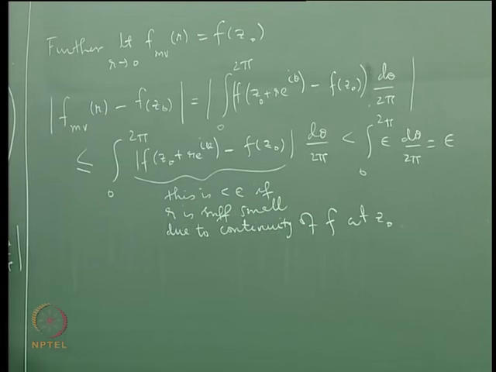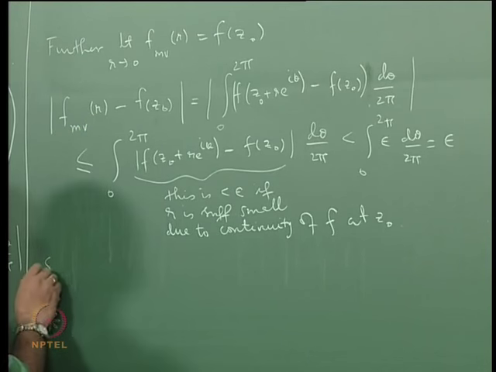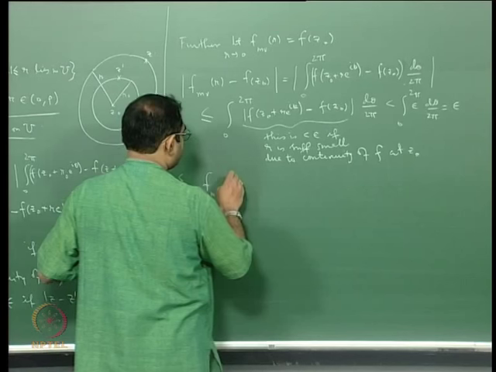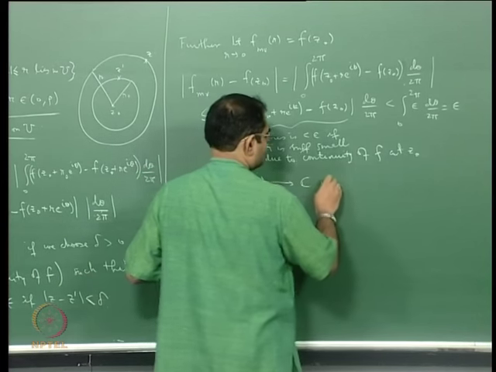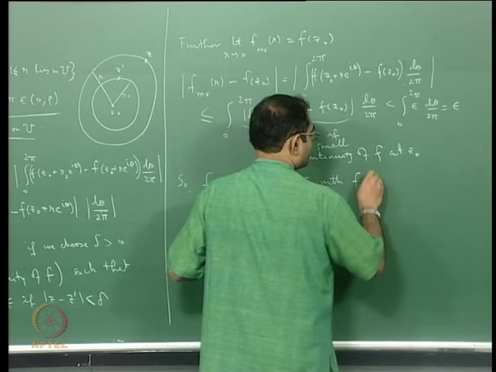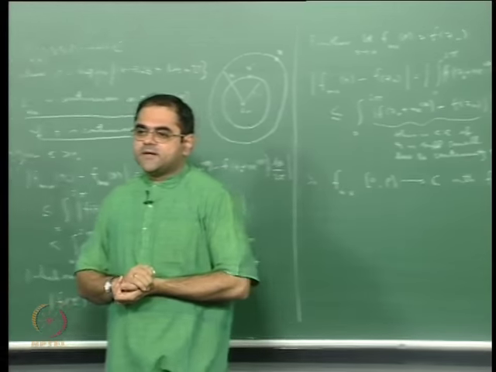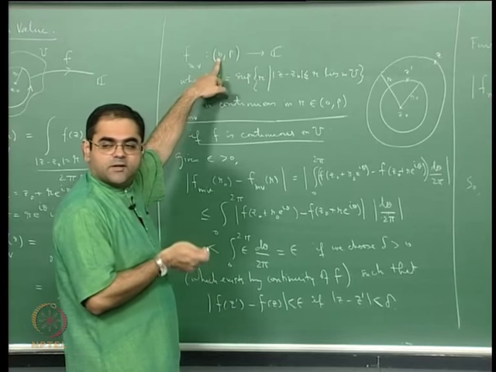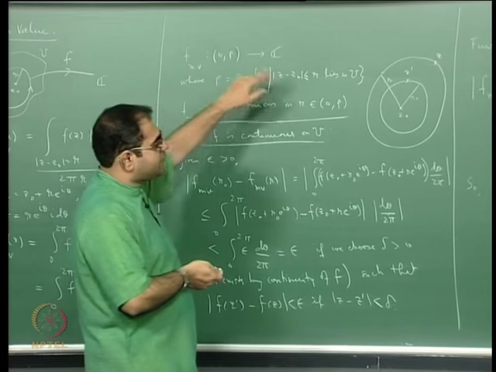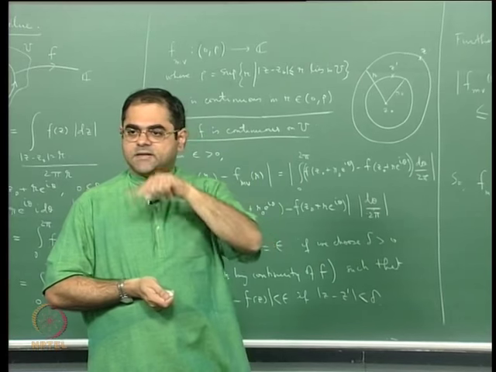After all, f is continuous also at the center, right? So what this tells you is that as r tends to 0, f_MV(r) tends to f(z naught). So the mean value function actually extends to 0, to a function on [0, rho) to C, with the mean value at 0 being f(z naught). So we have defined a mean value function which at 0 is just the value of f at z naught, and for any r you get the mean of the values of f along the circle centered at z naught with radius r.